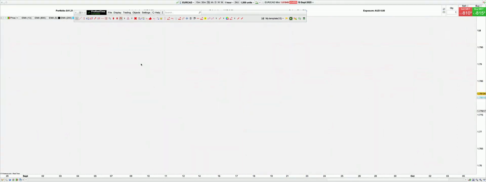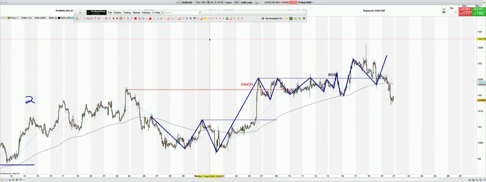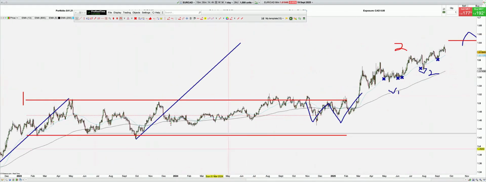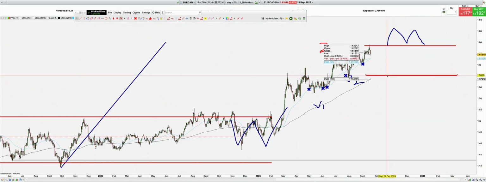Right, EuroCAD. There's another one that was a little bit all over the place. I mapped out what I thought could happen. Ultimately, the pattern's really good. So we've got level 1. I expect this to be the top of level 2 consolidation. So I'm expecting this to consolidate now for a while.